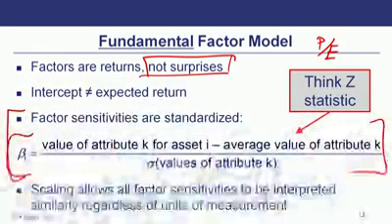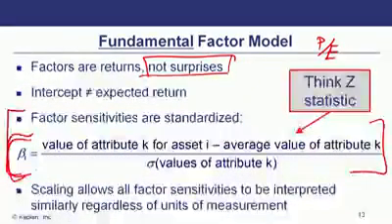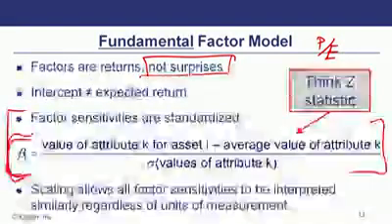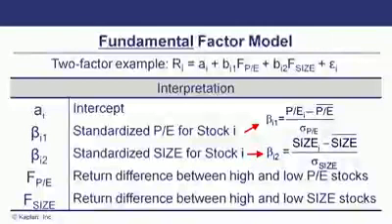So, and of course, the reason we do all the scaling is so that it's unitless, right? So scaling allows all factor sensitivities to be interpreted similarly, regardless of units of measure. So if we had size, we could be using market cap, we could use the log of market cap, or anything else, and we're just going to take it and create, I think of them as Z statistics, all right? So anyway, we're going to come up with these standardized variables. So to compare and contrast. Nope, sorry, not comparing and contrasting yet.